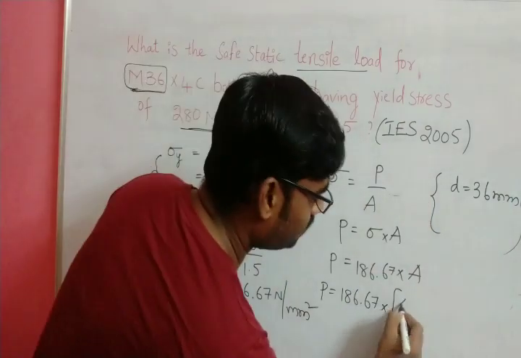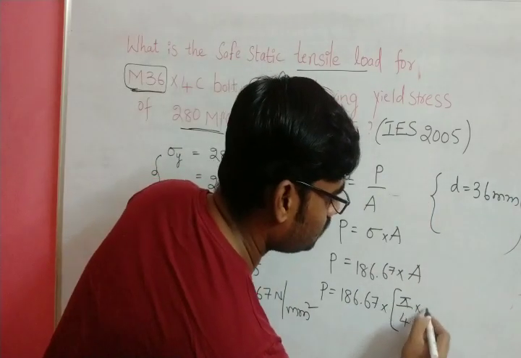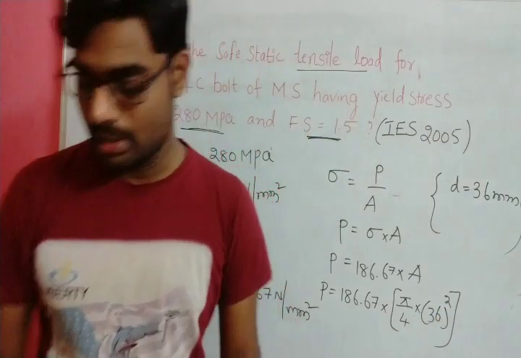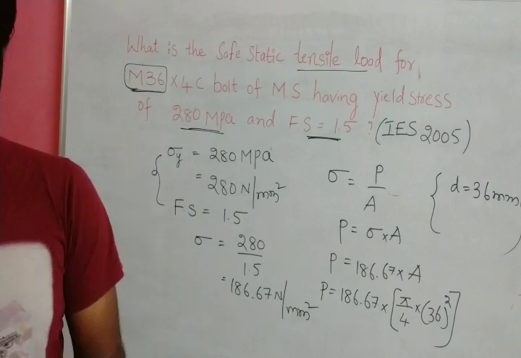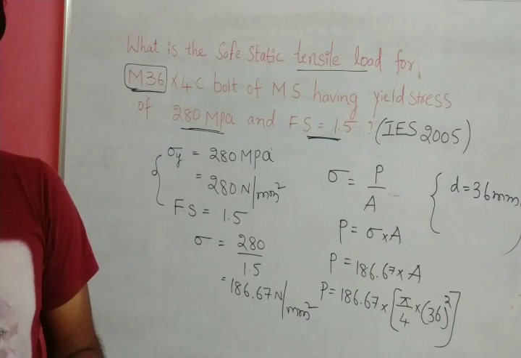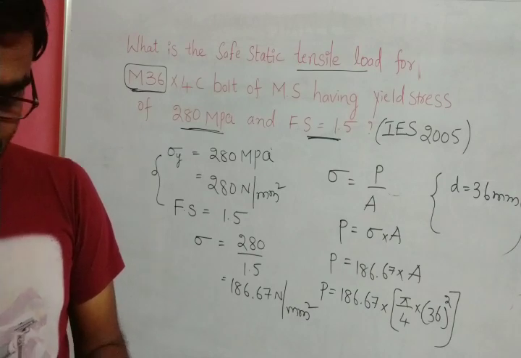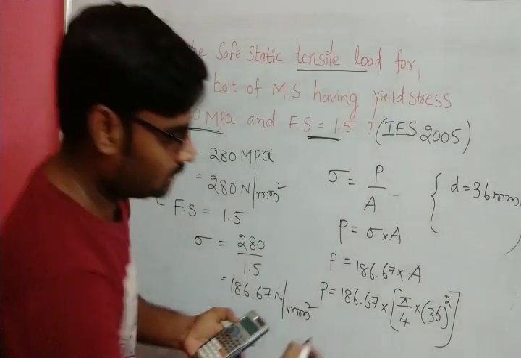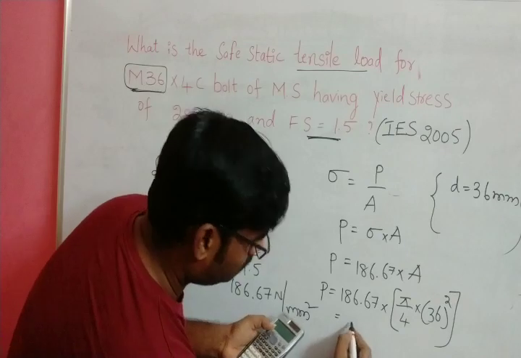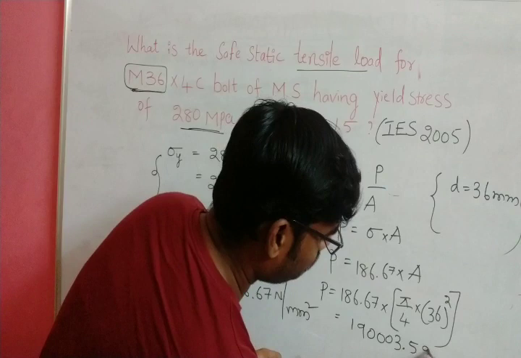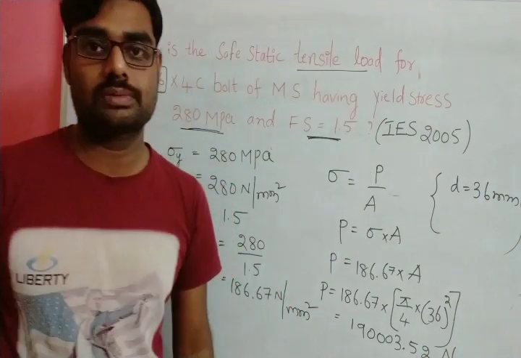Pi by 4 into d square, where d equal to 36, whole square. So what is the final answer? 186.67 into pi by 4 into d square, 36 whole square, which gives 19003.52 in terms of newtons.